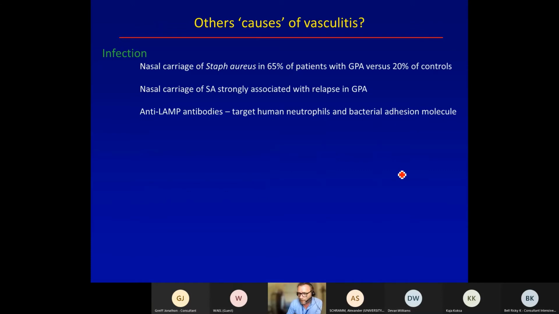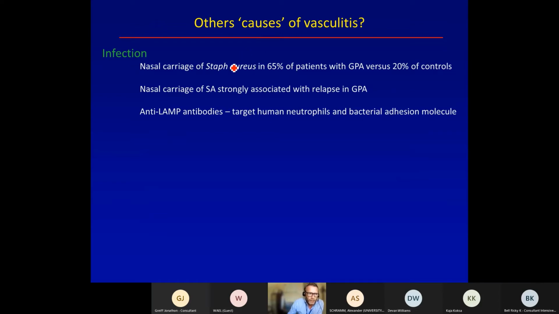So there are other things that can be associated with vasculitis. Infection appears to be important. Clinically, we see that patients with vasculitis tend to come in waves. Sometimes we go months without seeing somebody with vasculitis, and then we'll see a few patients presenting in a fairly short period of time, suggesting some environmental trigger.